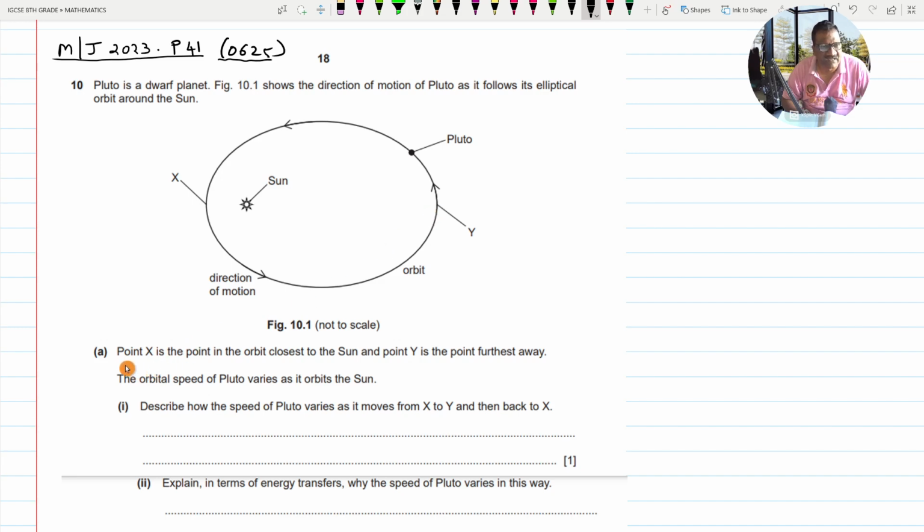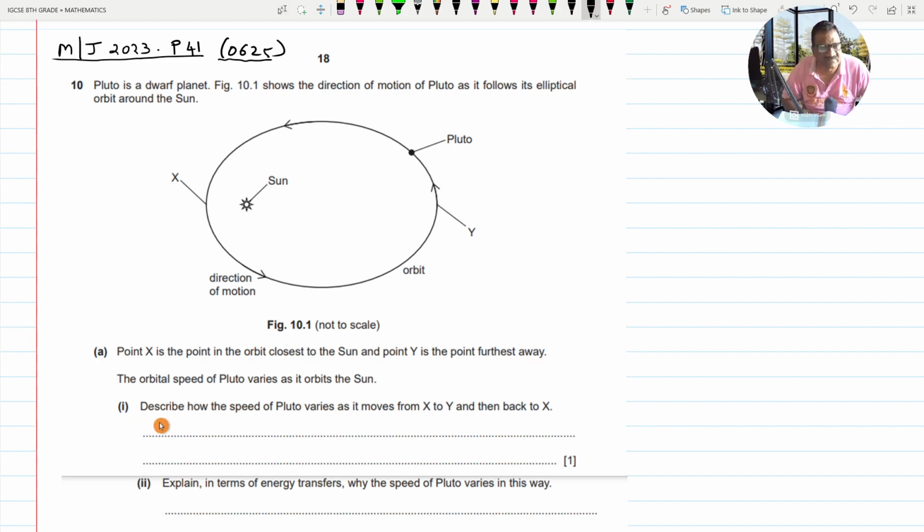Now part A says that point X is the point in the orbit closest to the sun. So X is the point which is closest to the sun, and the point Y is the point which is further away from the sun. So the distance of point Y from the sun is more, and the distance of point X is less. The orbital speed of Pluto varies as it orbits the sun. Now you know that the orbital speed always varies when it is traveling around the orbit.